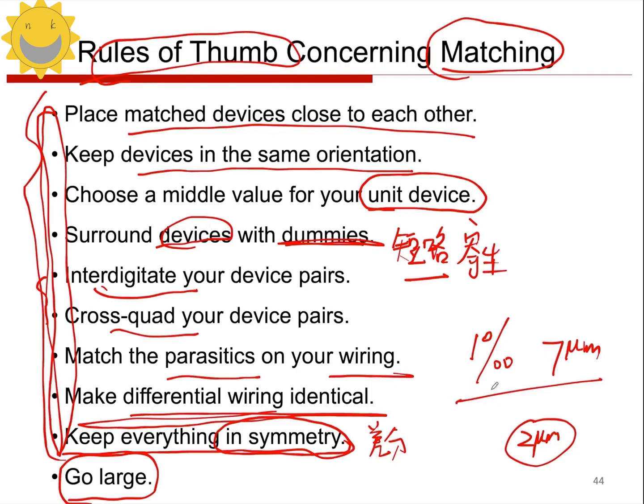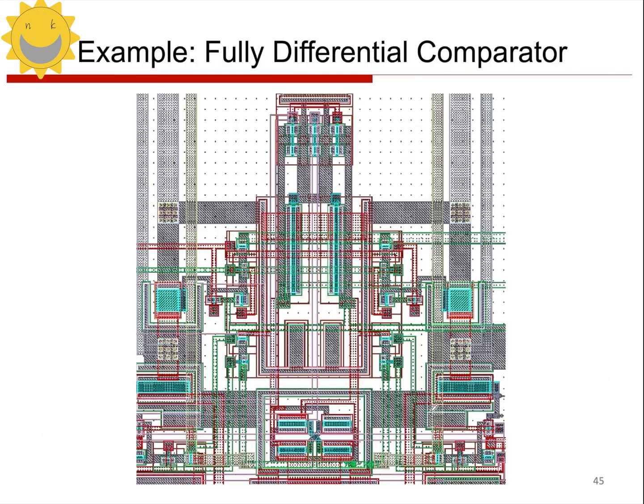Then, when we draw the layout, we need to carefully consider the matching techniques. Only then can we ensure that the processed devices achieve the expected level of matching. That's the situation. Let's look at this example. This is a fully differential comparator. As mentioned, everything must be symmetrical. It's a fully differential structure.